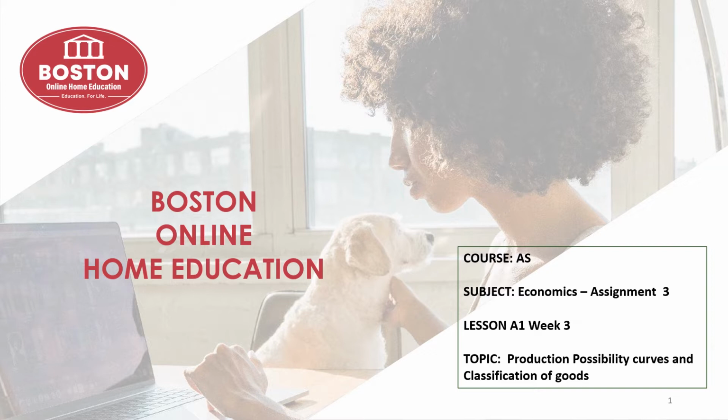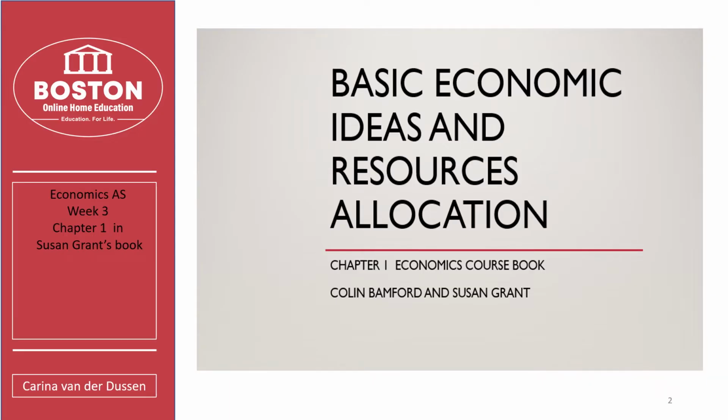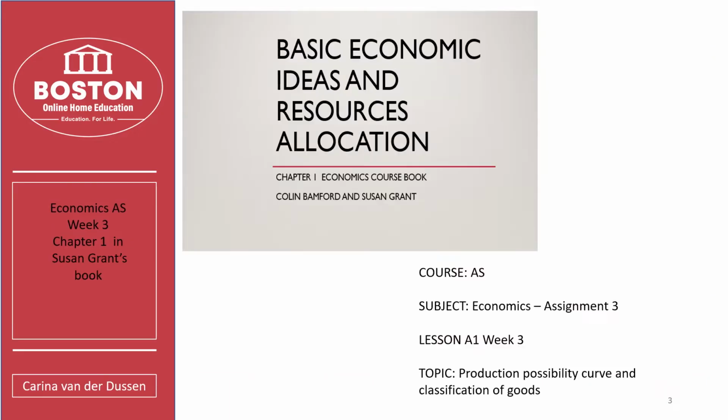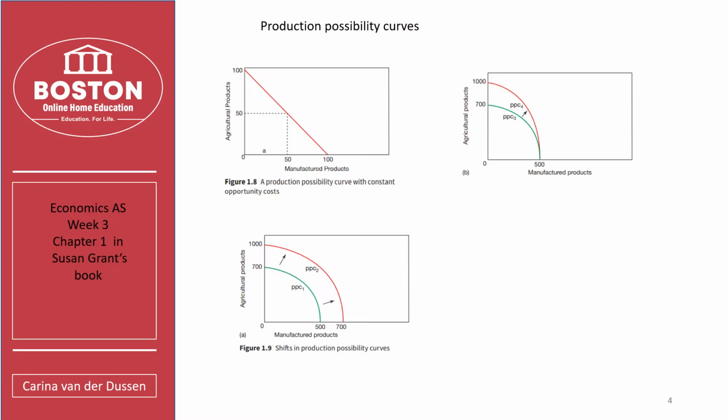So I'm going to talk about the questions that you can get about this last part of chapter 1. This is all about production possibility curves and classification of goods. So let's start and see what there is. This is still the same book we are using, and this is all about production possibility curves. First, I just would like to show you again the production possibility curves.